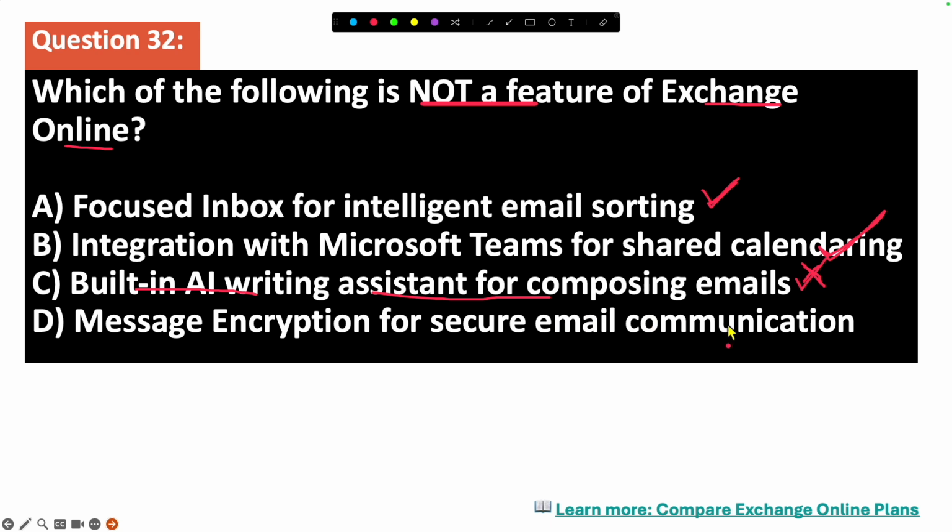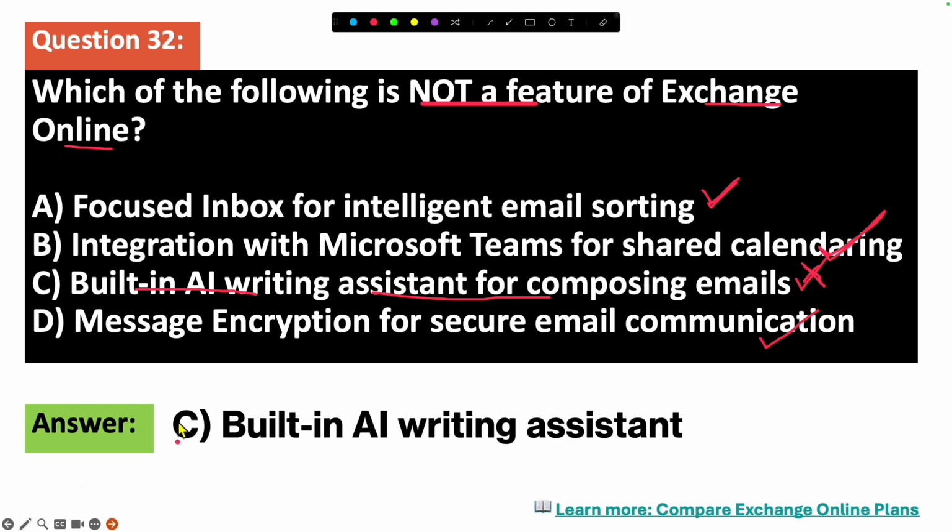The last option is message encryption for secure email communication. Yes, while sending the email, you can set certain parameters or security measures in place, which will automatically encrypt certain email, encryption at rest, encryption in transit, things like that. So the correct answer for this question, which is the wrong answer, which is not a feature of Exchange Online, is the built-in AI writing assistant.